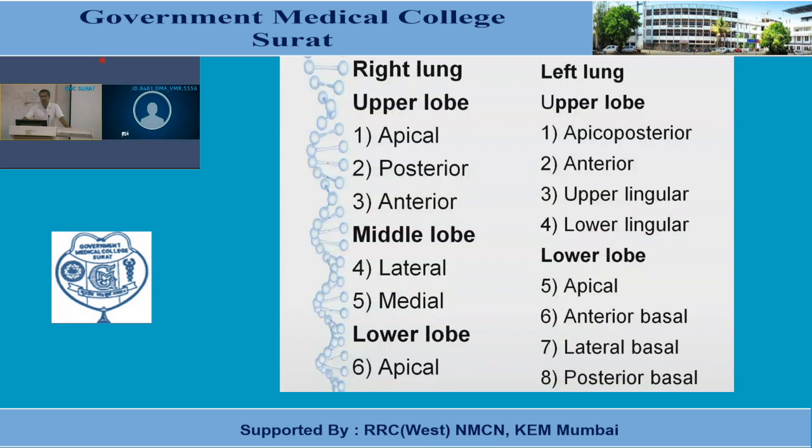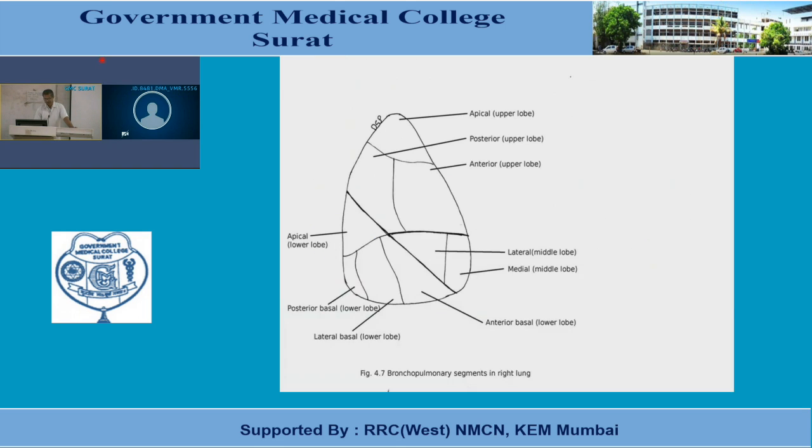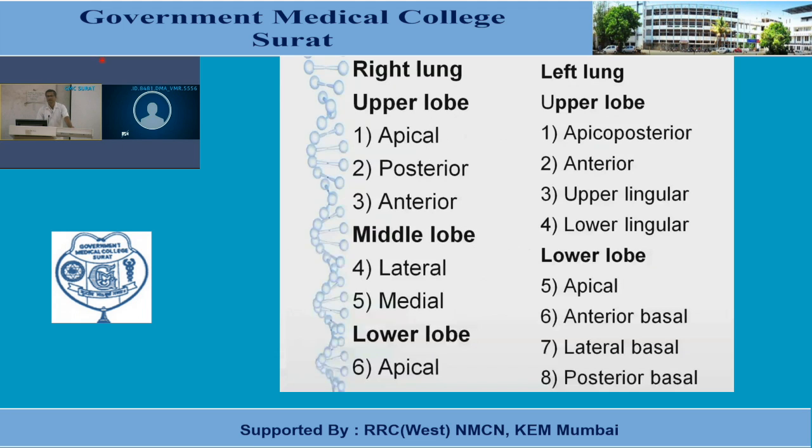in the right lung, the upper lobe has apical, anterior, posterior. In the middle lobe, lateral and medial. In the lower lobe, there is the apical, then below this apical, anterior basal, lateral basal, posterior basal, and medial basal. There are 10 bronchopulmonary segments in the right lung, but in the left lung there are 8 bronchopulmonary segments.